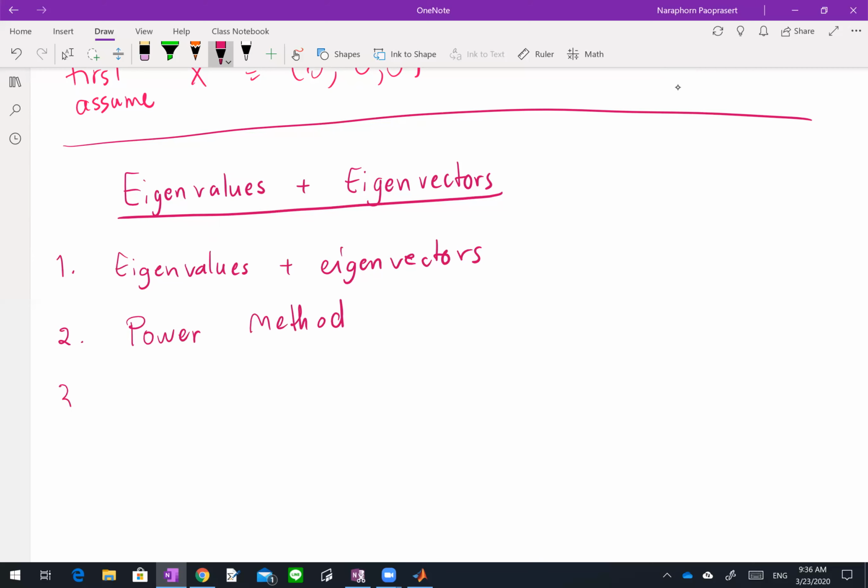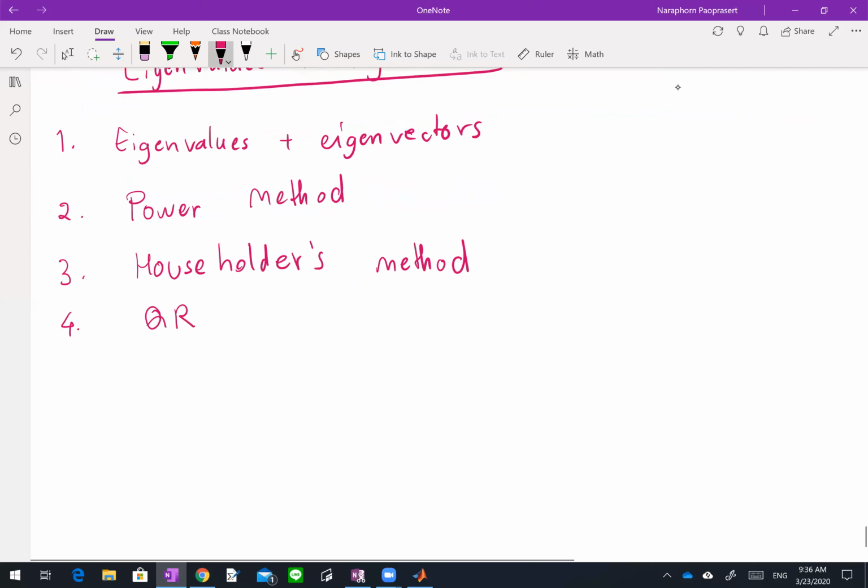The third subject that I have to teach is called Householder's method. And finally, we're going to talk about QR. So these are going to be the 4 topics that I have to cover for the rest of the semester. So let's begin with the first topic.